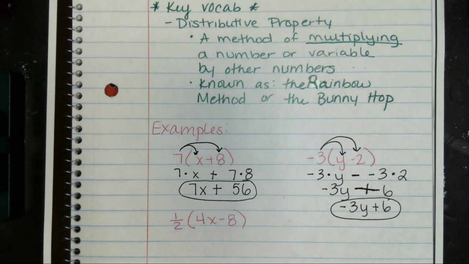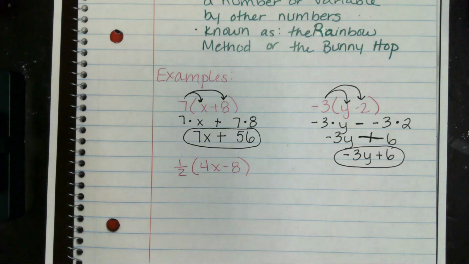Lastly, we go here. I have a half times 4x in parentheses minus 8. Now, using this, I'm going to do the same thing as we did above. We're going to use the rainbows, or the bunny hop, moving from one thing to the next. I also call it the bunny hop method because as rabbits go, they'll often pick stuff up and carry it with them going from one place to the next. So we're literally carrying the half to the 4. In other words, we're cutting it in half.